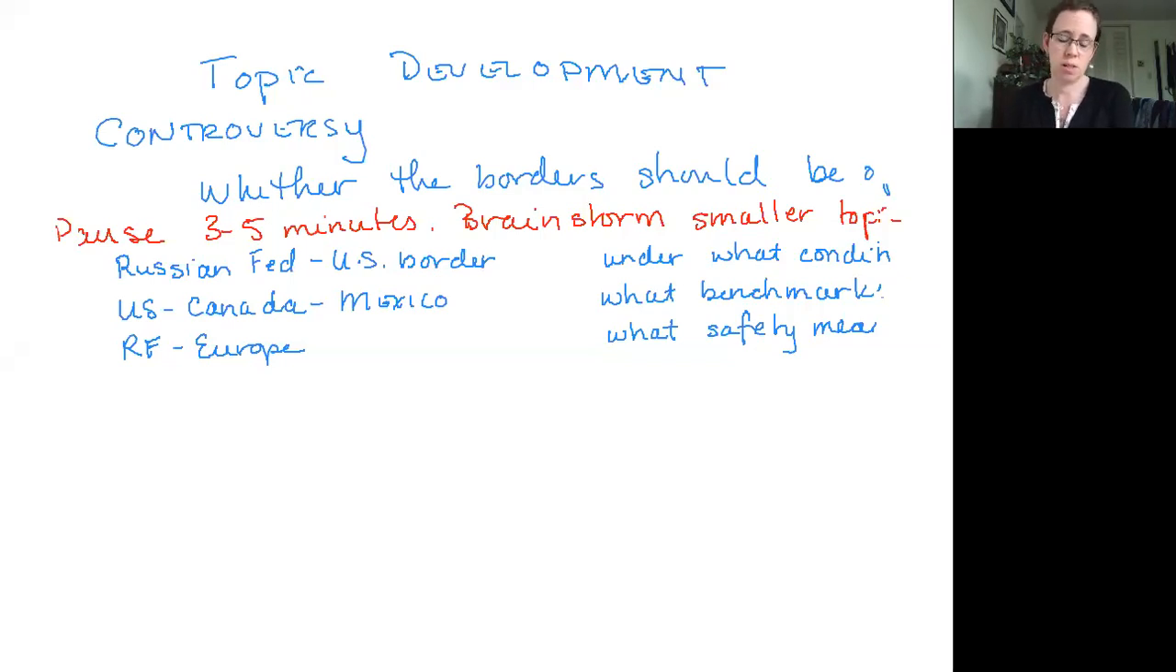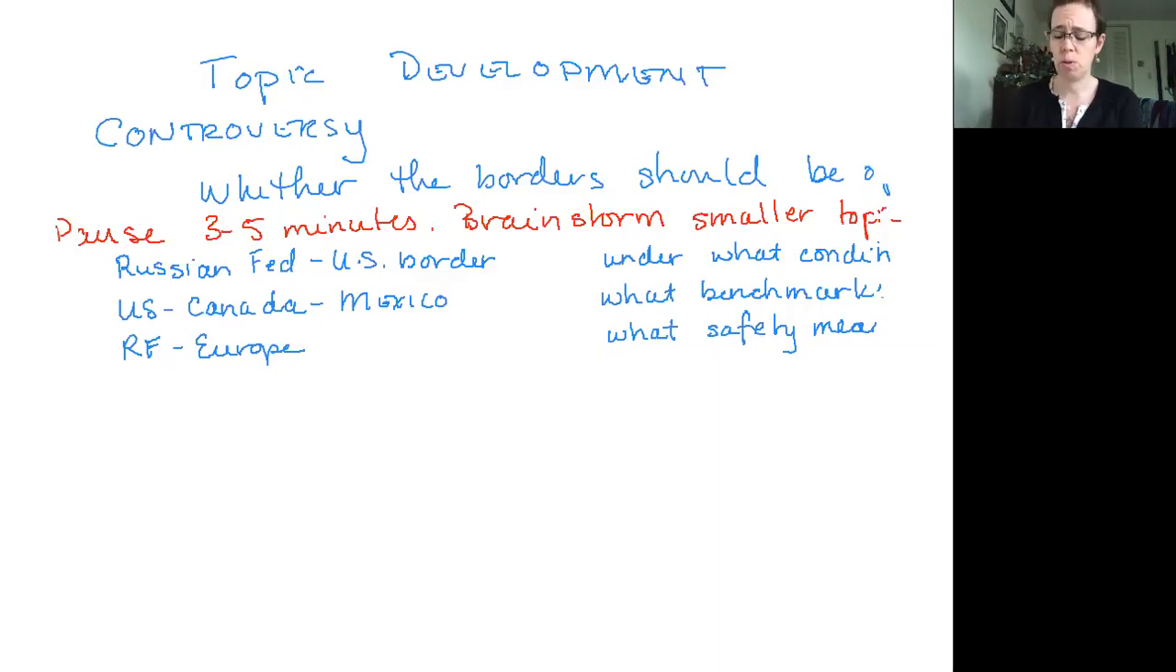The biggest way I can make it smaller is geography, right? Thinking specifically about the Russian Federation and the United States, or maybe the US, Canada, and Mexico as a set of borders, or the Russian Federation in Europe, right, as a kind of a big border zone. So that's geography, making the topic smaller.